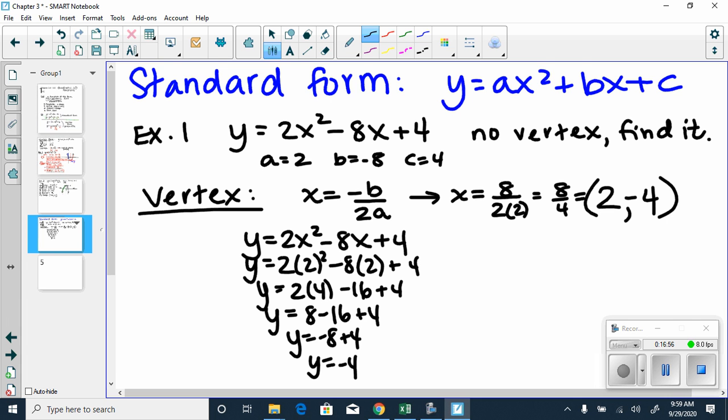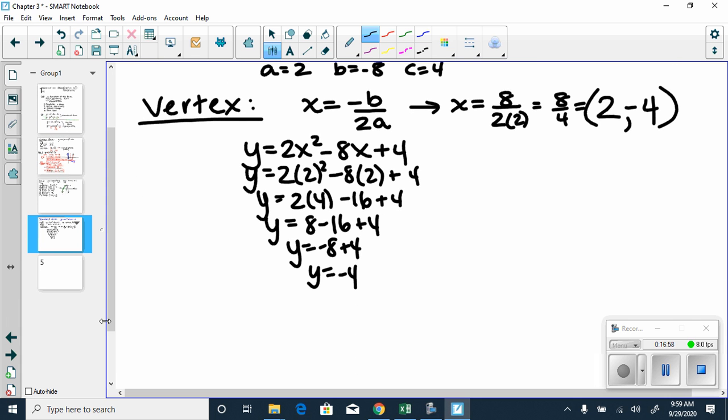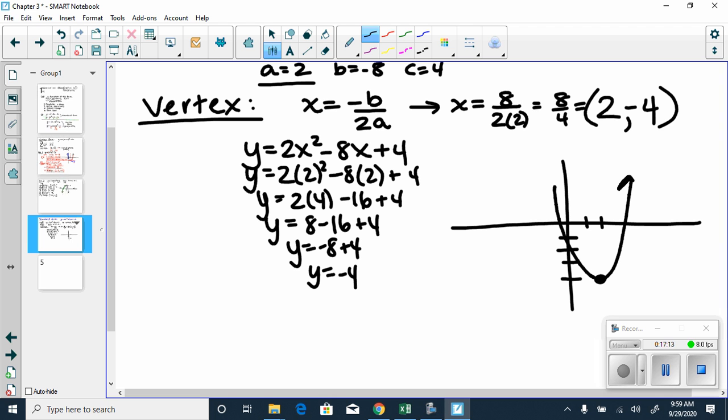Okay? So, with that said, now I can finally go to a graph over here. I can go to 2, and I can go to -4. And keep in mind that A was positive. A is positive 2, so that means the graph will go up like this. So just give me a sketch there. So that would be the sketch of that parabola.